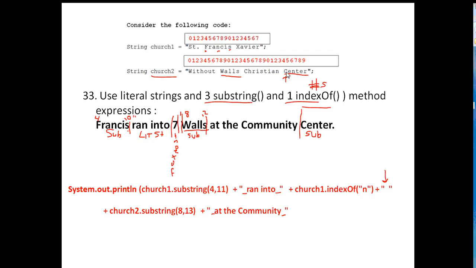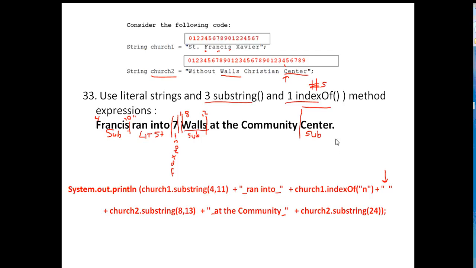The parameter will be for C, and C is at 25. So 25 or 24, is it? 9, 8, 7, 6, 5, 4, at the 4. So 24 is the only parameter that we need.